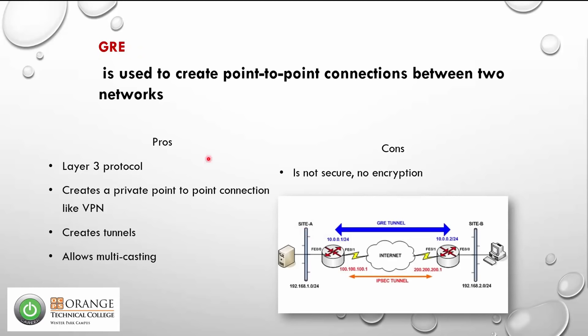GRE is another protocol used for creating a tunnel. You can secure it with IPsec, but you don't have to. Normally, it's a layer 3 protocol. It's very popular because it allows multicasting, it allows subnet information, and routing protocols can route through it. So it's a little bit more flexible in site-to-site. By itself, it is not secure, so you must add, say, IPsec with it in order to get encryption.